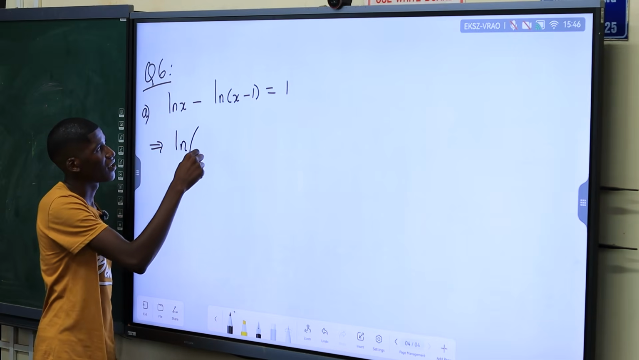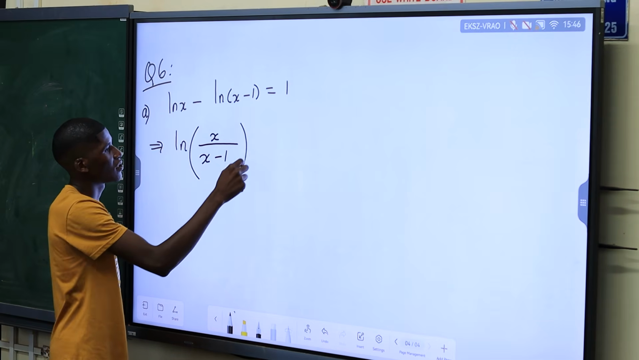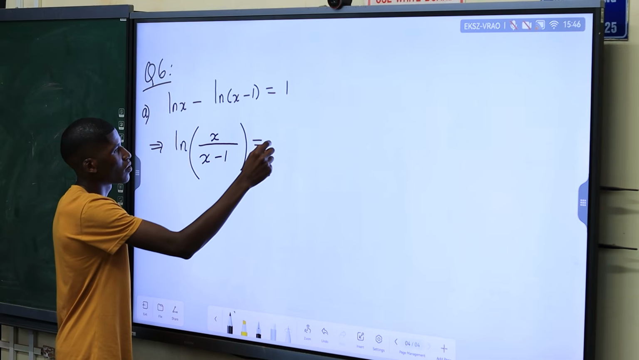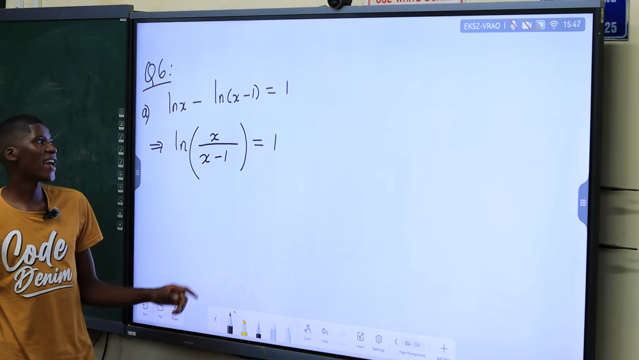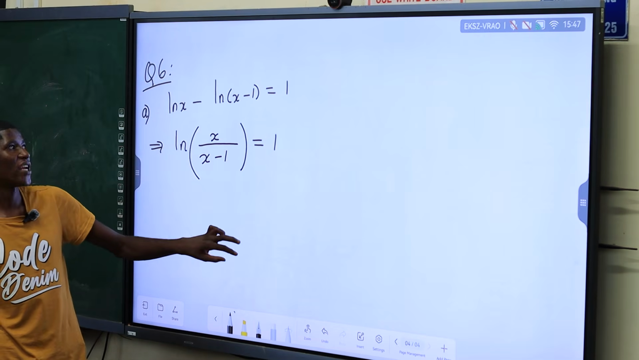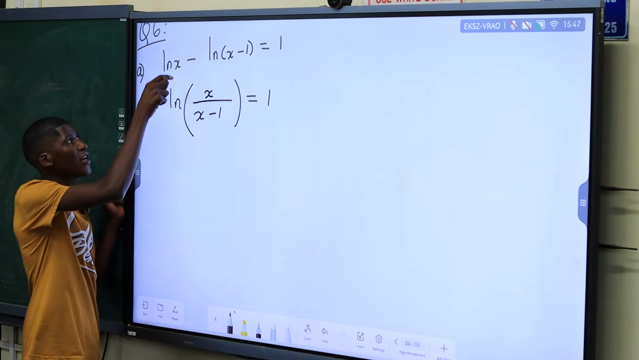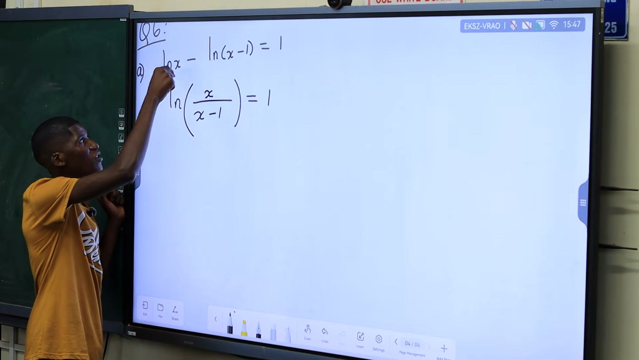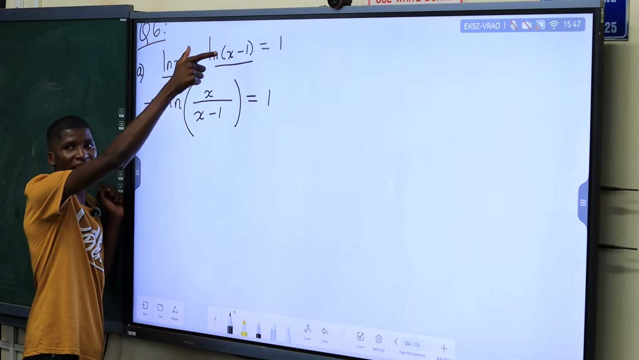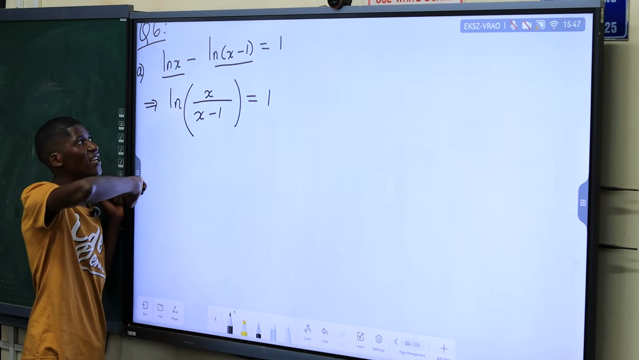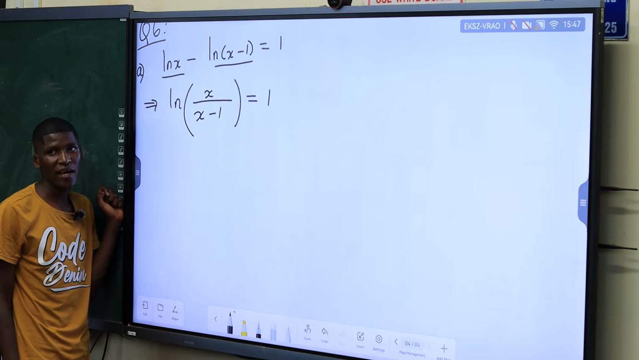Brackets. x over x minus 1 is equal to 1, right? Apply the law of logarithms for quotients. Here, because we are saying ln of something minus ln of another thing, this is ln of the numerator minus ln of the denominator. So this is the same thing as ln of x over x minus 1.